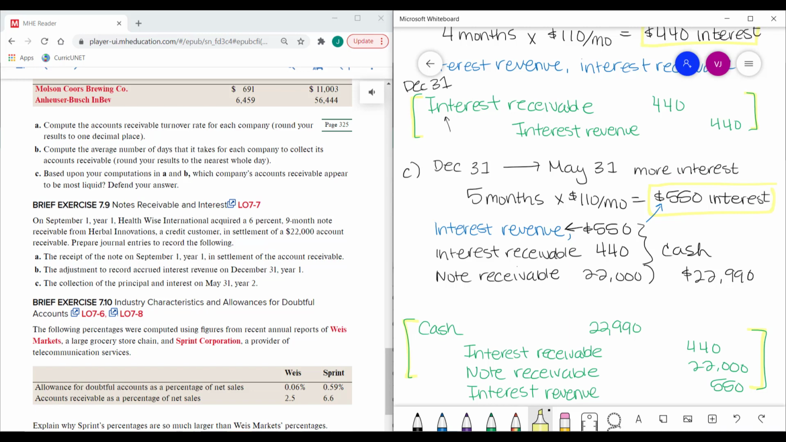Okay, so that's how we record the receipt of a note receivable and the accrual of interest revenue, and finally getting paid, getting that payment from the entity that owes you that money. All right, that's it for Chapter 7 brief exercises.